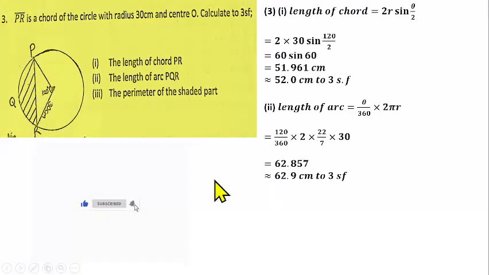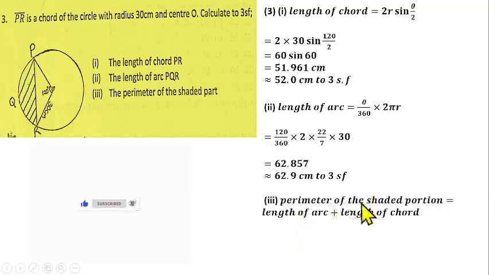And how do you find the perimeter of a segment? That should be the length of the chord plus the length of the arc. Perimeter means that you have to add the sides that form the shape together, and the shape is a segment. So we have to add this chord plus the arc together to give us the perimeter of the segment. We know the length of the chord, we know the length of the arc, so you can add them together.